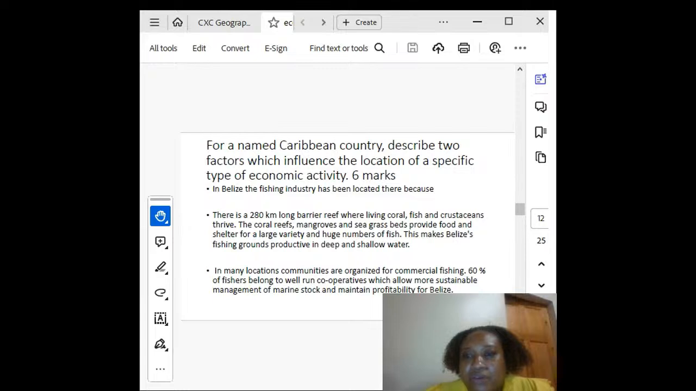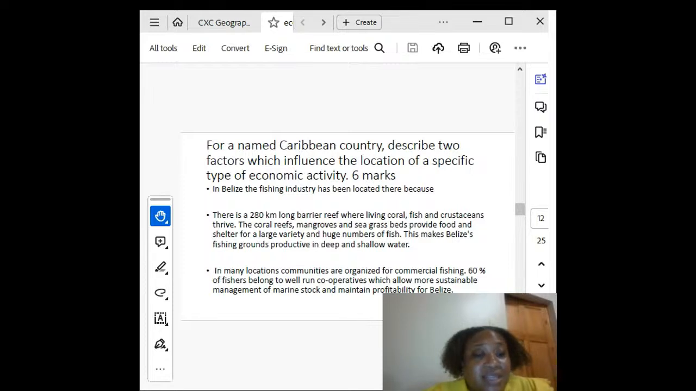This is another question on economic activity. Again, it's basically the same thing here. They're asking you now to describe two factors that influence the location of the economic activity. And again, they always ask you to choose. So this is fishing in Belize, right? Factors that contribute to the location of that economic activity.